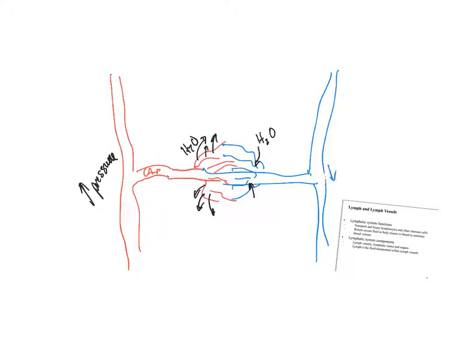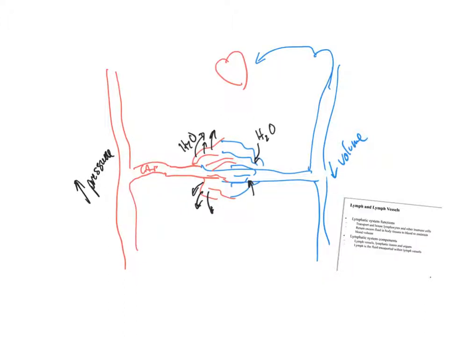What would that do? Decrease volume, right? If that volume went back to the heart, okay? If I sent that back to the heart, what would that do? What would that do to stroke volume? It would lower stroke volume. What would that do to cardiac output? It would lower it. What would it do to blood pressure? It would lower it. Does that happen? Yes or no? No, it doesn't. Okay? Because that excess fluid is actually picked up by the lymph vessels.